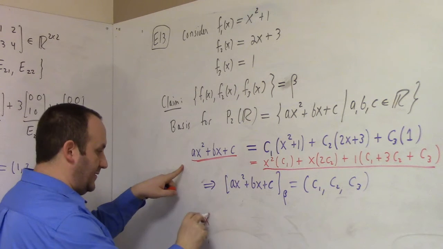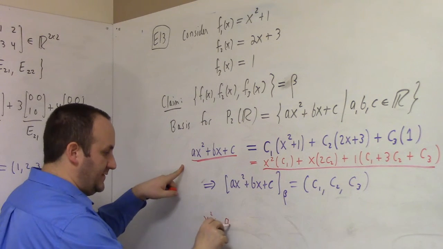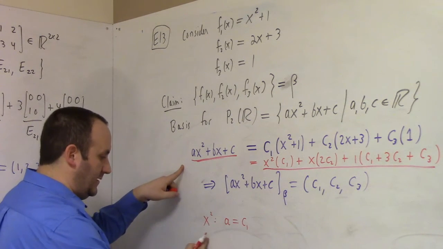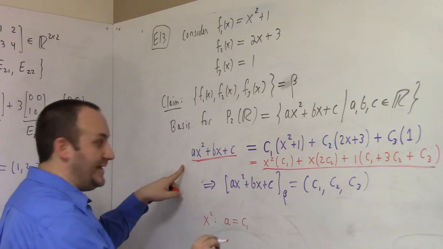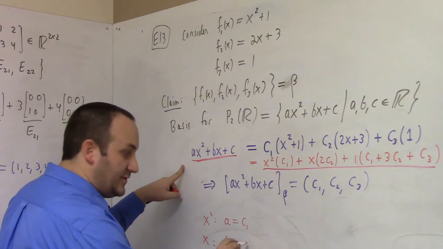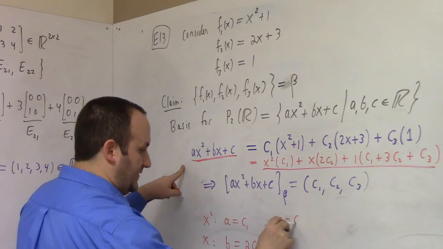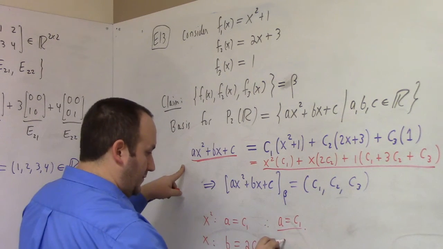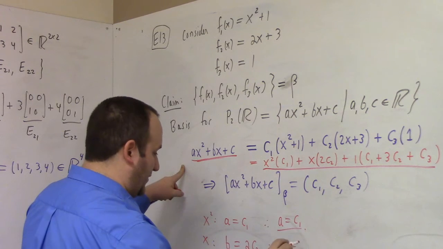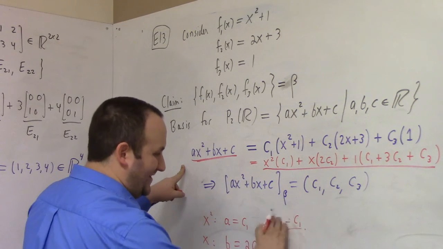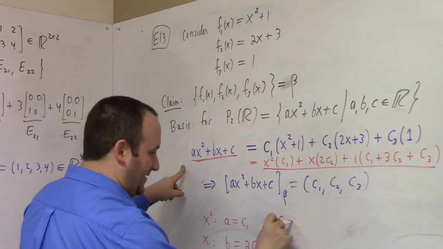On the x squared, I get a is equal to c1. On the x, I get b is equal to 2c2. Well, this is very nice. So a is equal to c1. I was about to make this homework. Man, I'm glad I didn't. Sorry.